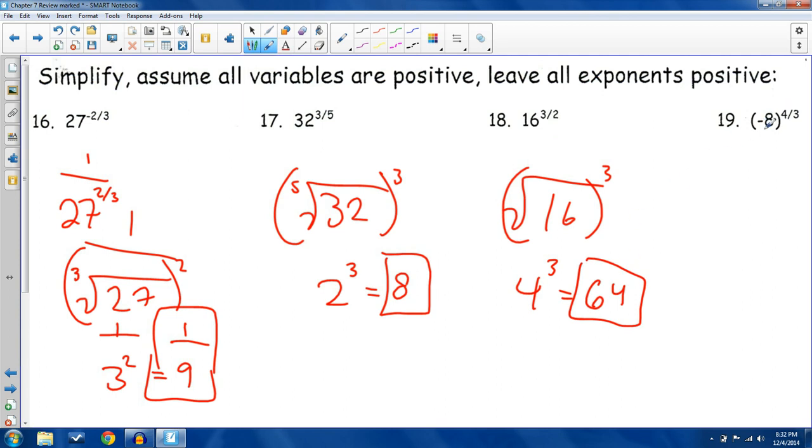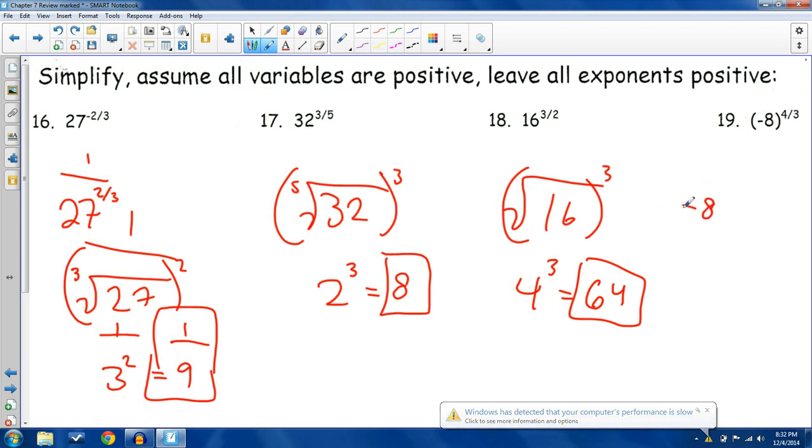And finally, off to the side here, negative 8 to the 4/3 power. This is negative 8. Notice it's wrapped in exponents. So if this said negative 8 to the 4th power alone, I would do negative 8 times negative 8 times negative 8 times negative 8. I wouldn't do one negative and then multiply 4 8s together.